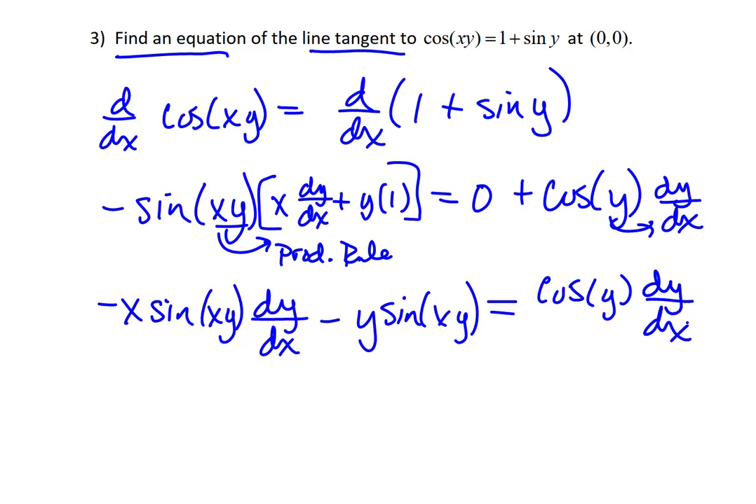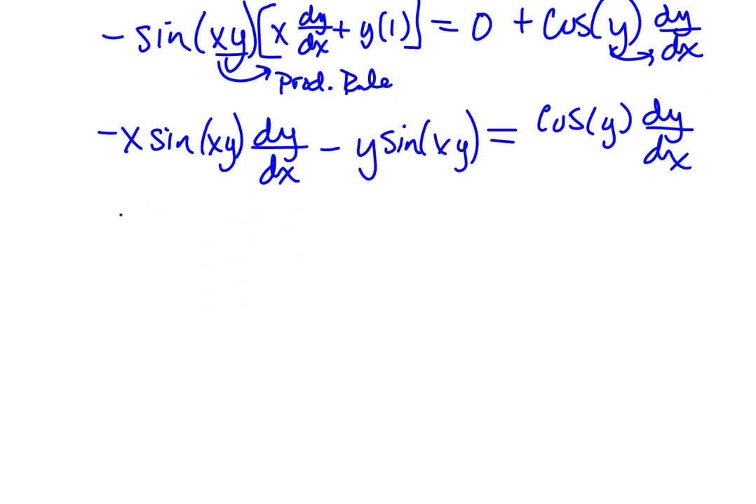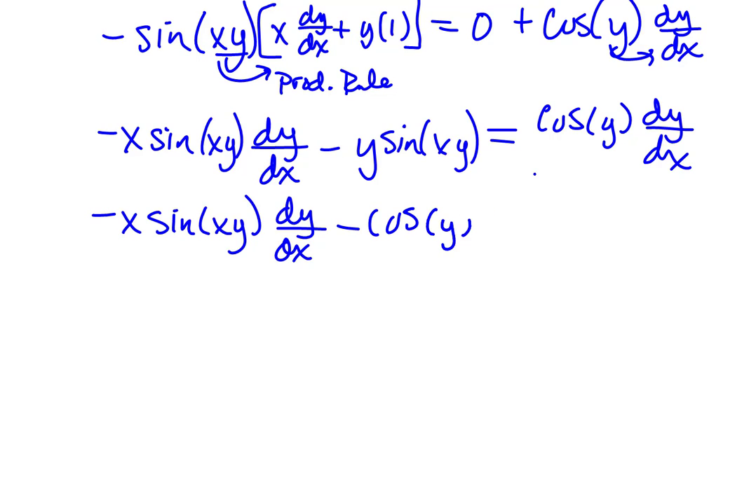Now remember, the goal is to get dy dx alone, and we could do that by just shuffling the terms here a little bit to get them on the same side first. So this would mean negative x sine of xy dy dx. That's already on the left side. If I bring this other dy dx term over there, I'll subtract and have minus cosine of y dy dx. And then I'm going to bring the other term that doesn't have a dy dx to the other side, so I'll add, and on the right side then just have a y sine of xy.